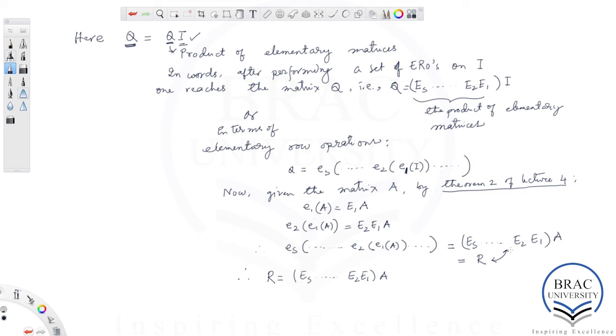But we have shown that E_S dot dot dot E2 times E1 times I is Q, so that we have R equal to Q times A. Therefore, we obtain Q by applying the same set of elementary row operations on I as the ones applied on A to obtain the row reduced echelon matrix R, right? Good. So this is the explanation of why R is equal to Q times A.